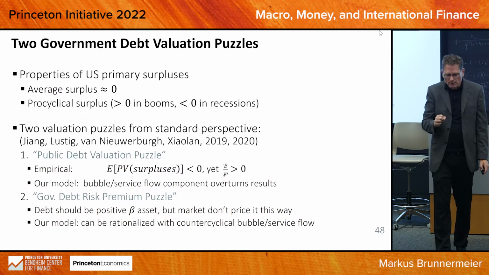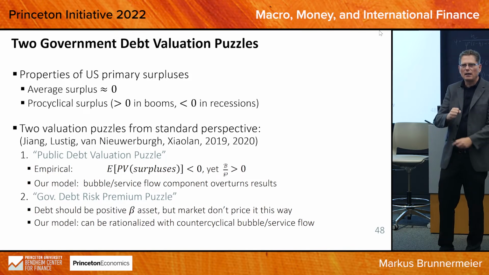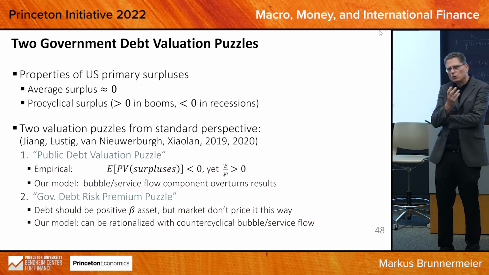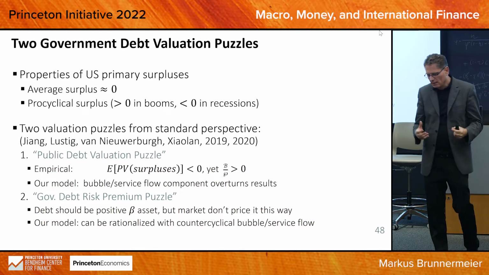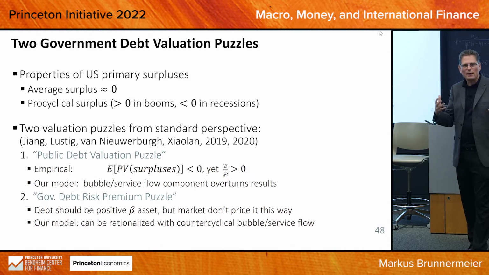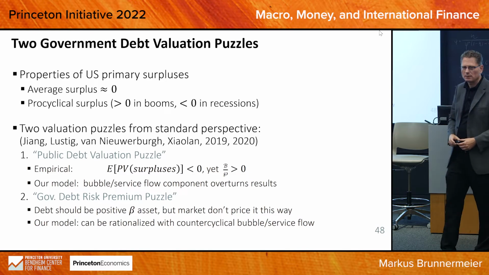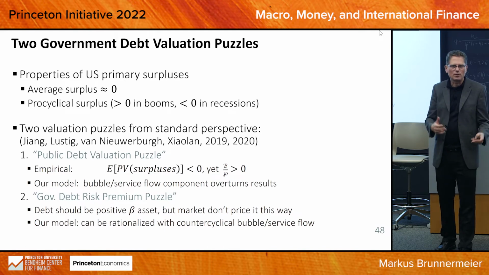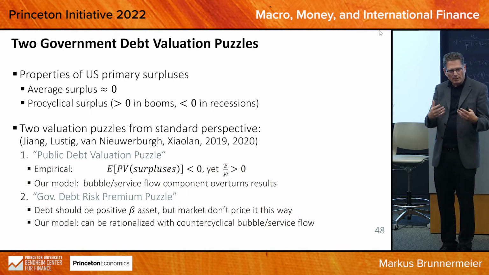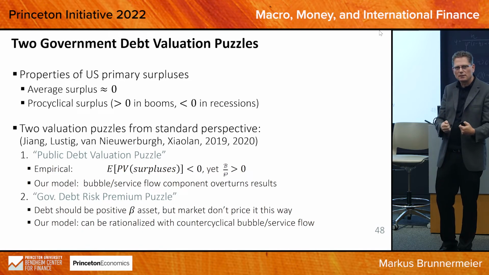Now let me link to the papers by Zhang, Lustig, von Neuwenberg, and Chialon. There are two public debt valuation puzzles. Essentially, why is it the case that government bonds are so highly valued? They argue the average surplus is roughly zero, and on top of it, it's a bad hedge. We would argue no, because there is a bubble on it. And once the bubble itself makes it a good hedge, because the bubble expands in bad times, it makes it a good hedge.